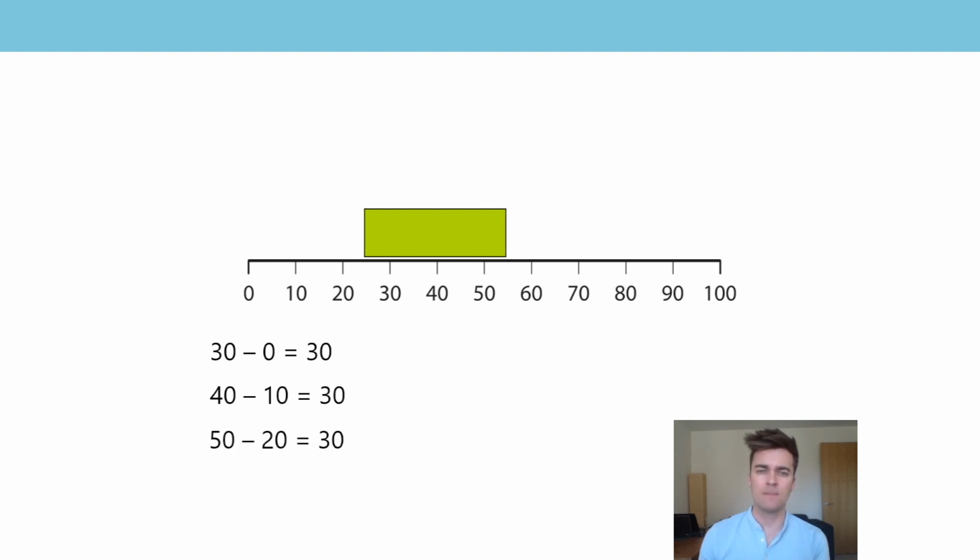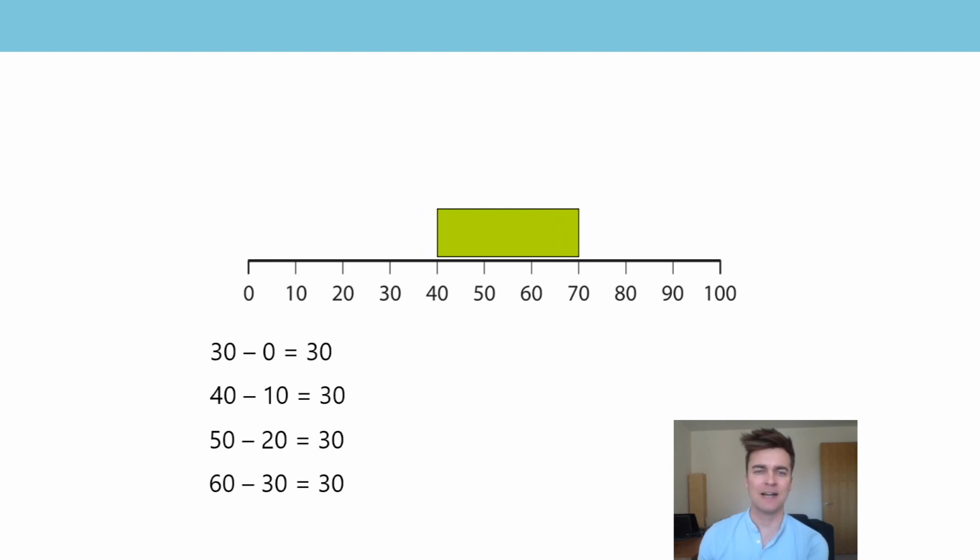Can you have a go at telling me the equation, the subtraction equation, of what we can see now? On 3, say your equation aloud. 1, 2, 3. 60 subtract 30 is equal to 30. The length of the rod is 30.